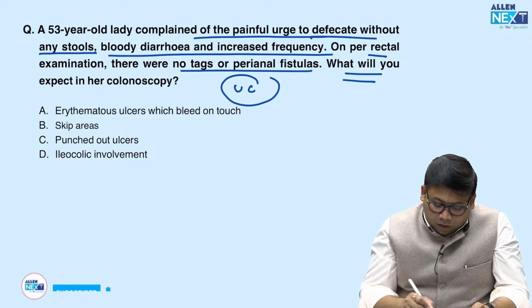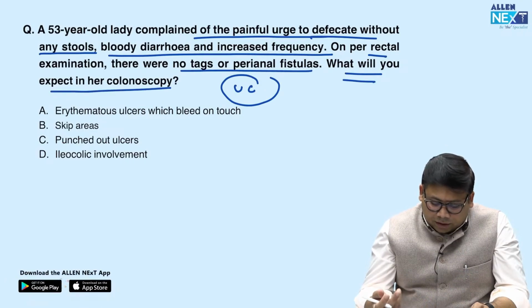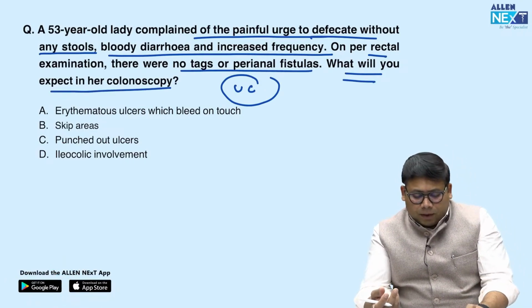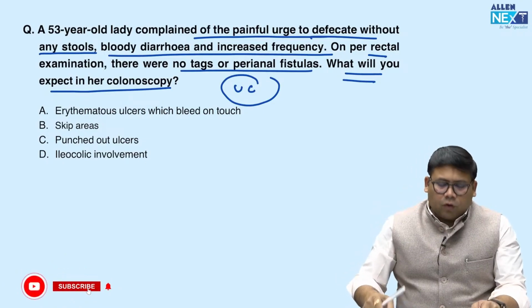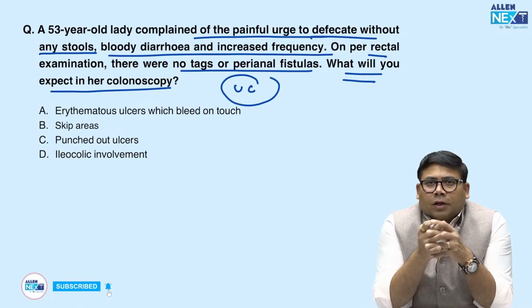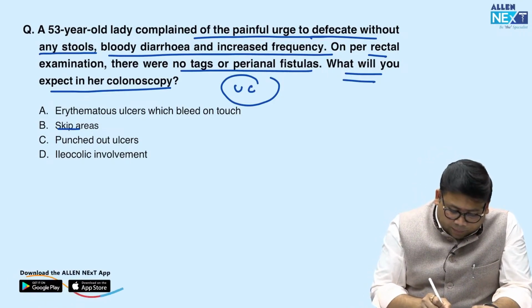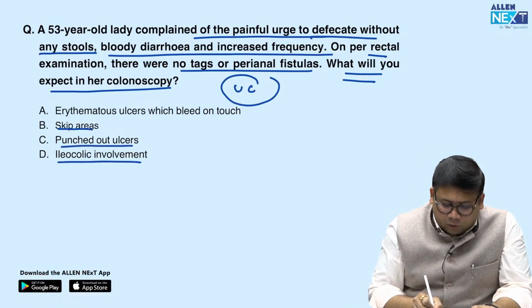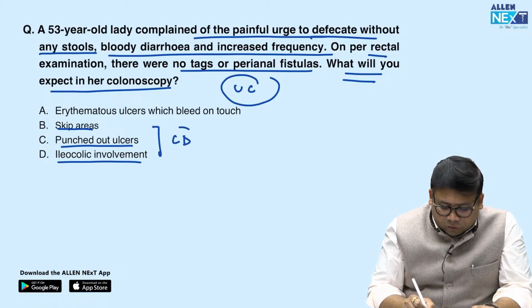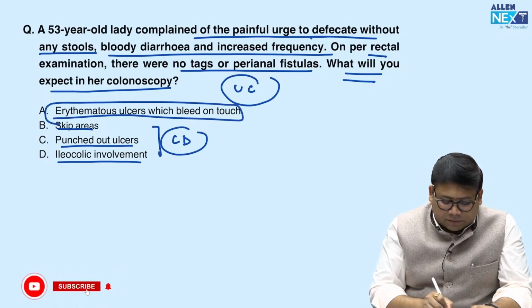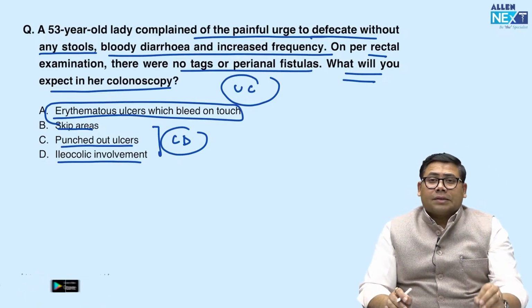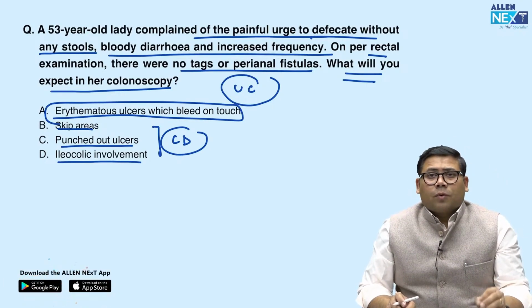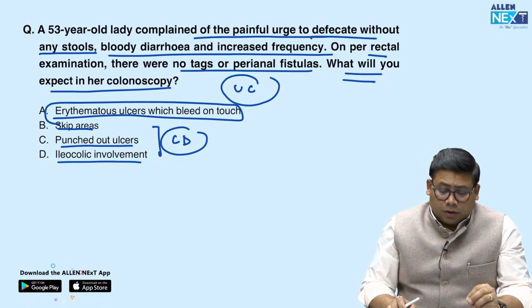So what will you expect on colonoscopy? Erythematous lesion with bleed on touch, skip areas, punched out lesion, ileocolic involvement. When we talk about ulcerative colitis, what is the classical feature? Skip lesions, punched out ulcers, and ileocolic involvement are classical of Crohn's disease. In ulcerative colitis, what we get? Erythematous lesion with bleed on touch. So option A is the correct option. This is the most probable finding that you get to see on the colonoscopy.